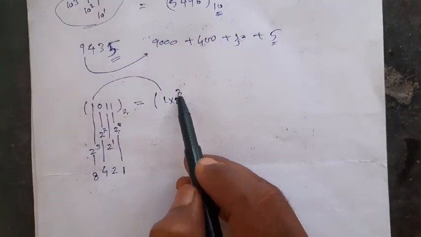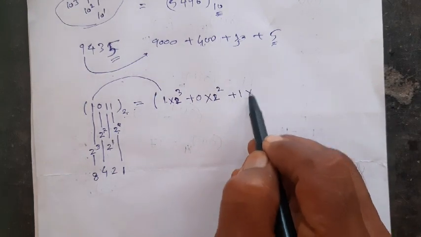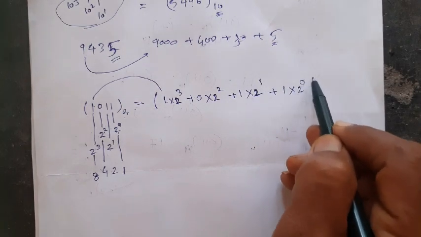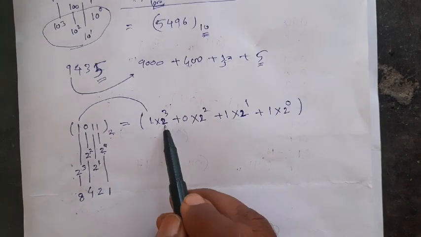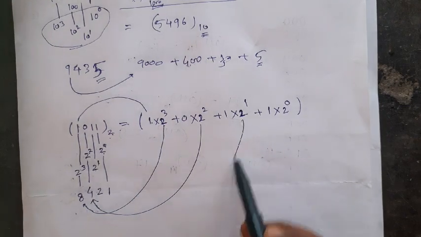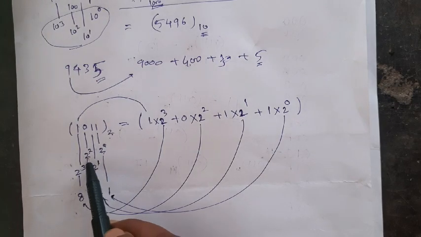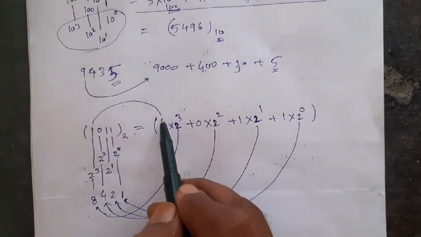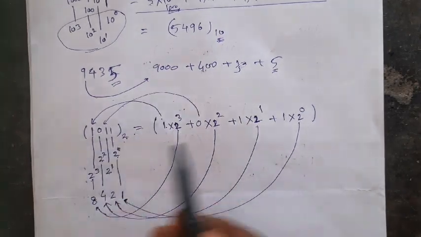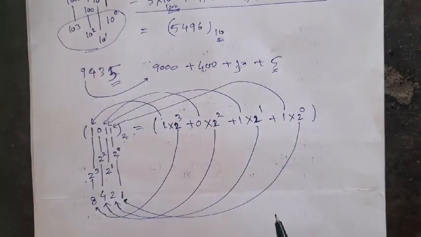Here it is 1 into 2 raised to 3 plus 0 into 2 raised to 2 plus 1 into 2 raised to 1 plus 1 into 2 raised to 0. Here you will realize that this 2 raised to 3 is from this place, this 2 raised to 1 is from this, this 2 raised to 0 is from this. It is 2 raised to 0, 2 raised to 1, 2 raised to 2 and 2 raised to 3. Whereas this one is the most significant position, most significant bit. This is the next significant bit. This is the next lower significant bit, and this is the lowest significant bit.